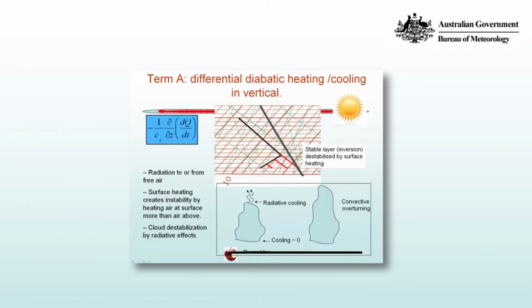And so we move from a situation over time where we have an inversion and temperature increasing with height to a dry adiabatic layer where the temperature decreases with height.